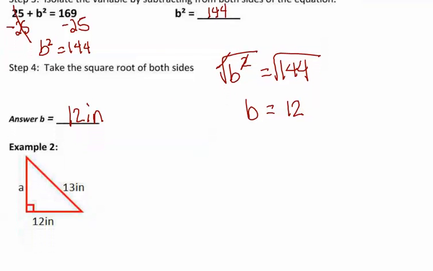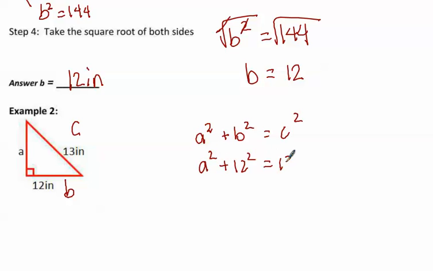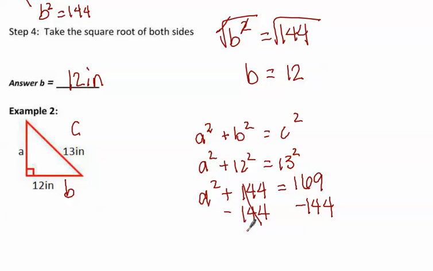Let's try a second example. We need A, we have B, and we have C. Step 1, write your formula down. Step 2, plug in the information that you have. Step 3, evaluate the exponents. Step 4, isolate the variable. Remember, what you do to one side, you must do on the other.